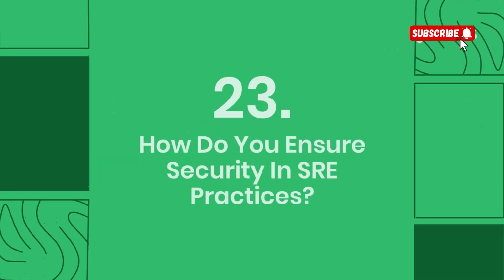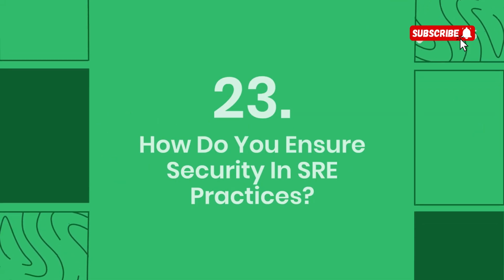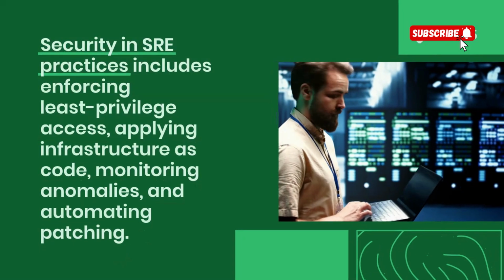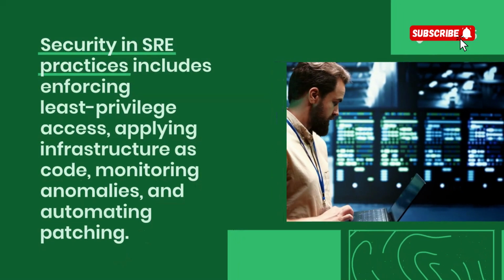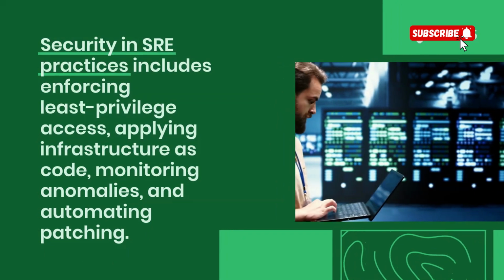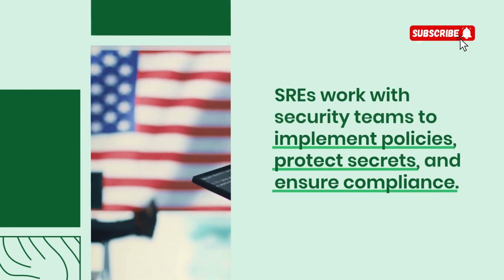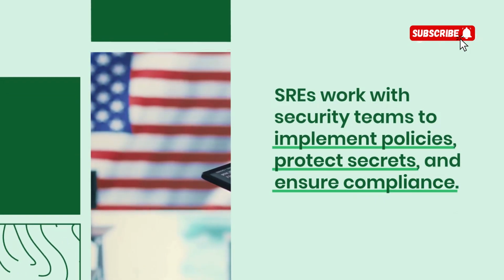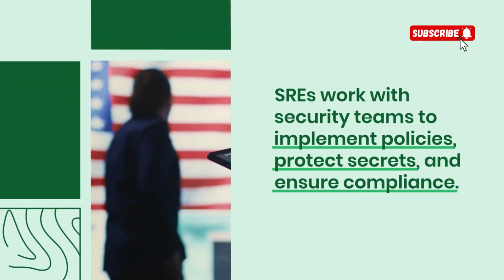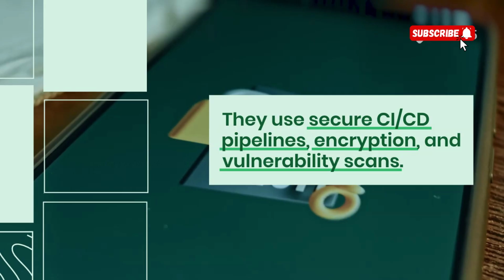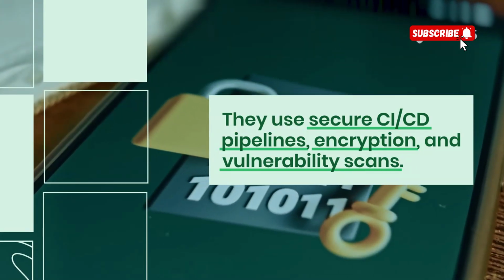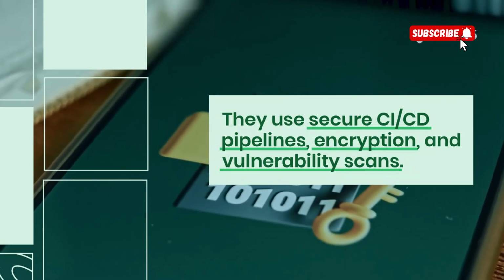23. How do you ensure security in SRE practices? Security in SRE practices includes enforcing least privilege access, applying infrastructure as code, monitoring anomalies, and automating patching. SREs work with security teams to implement policies, protect secrets, and ensure compliance. They use secure CI/CD pipelines, encryption, and vulnerability scans.